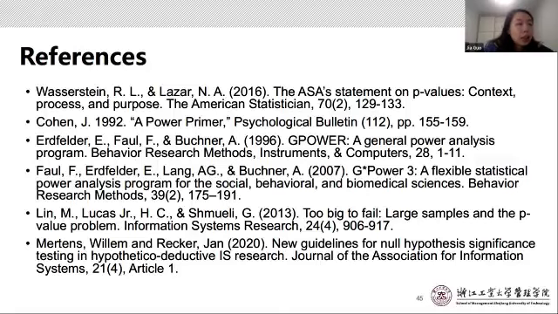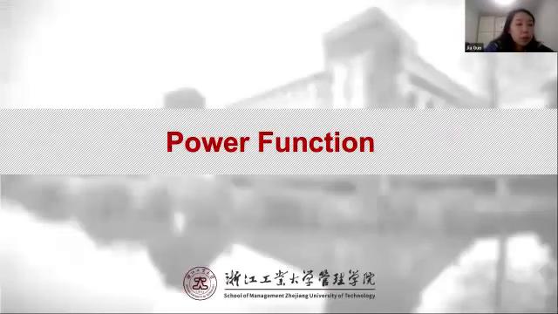Okay, this slide lists some references on this issue. Due to the time limit, I just put it here. If you want to read it, you can check this list. And then we move to the power function.